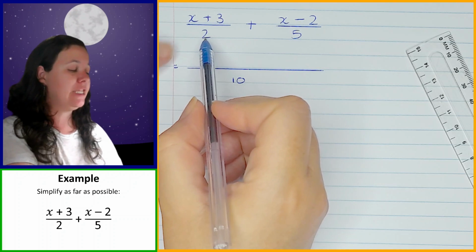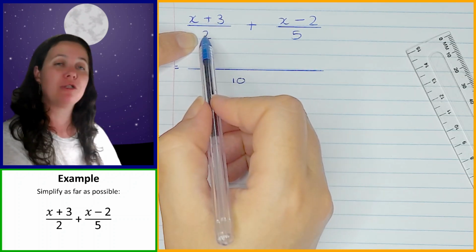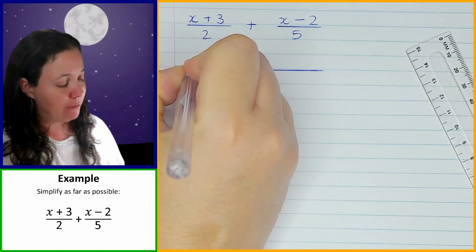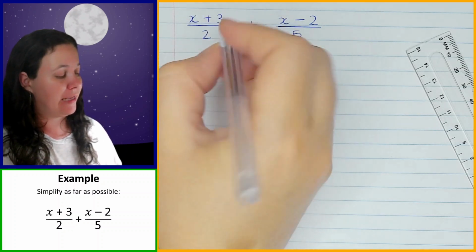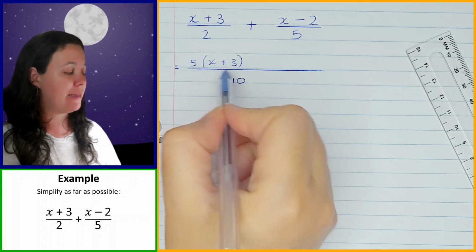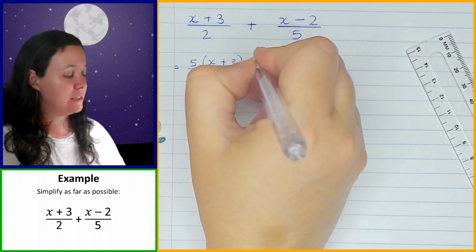So I need to multiply 2 by 5 to get 10. That means I need to multiply my numerator by 5. So what I'm going to do is write the 5 that I'm multiplying by, and then put the existing numerator over there in brackets. So x plus 3. So I'm multiplying that whole numerator by 5. And then I've got a plus.